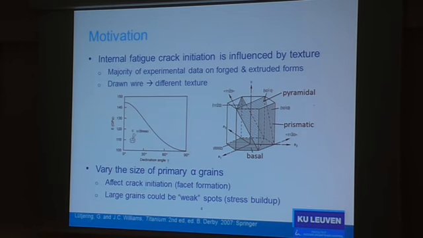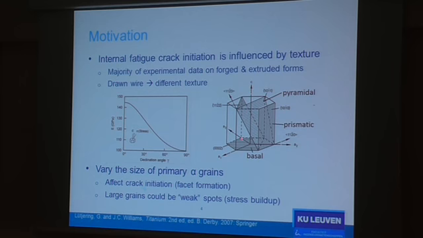So, the motivation of my work. First of all, I chose to use drawn wires, because in drawn wires we get a different crystallographic texture compared to what you find in most publications, where it's mostly forged and extruded forms of titanium. In drawn wires, there are almost no alpha grains in which the C-axis is parallel to the wire axis. The alpha phase is hexagonal, this is the C-axis.